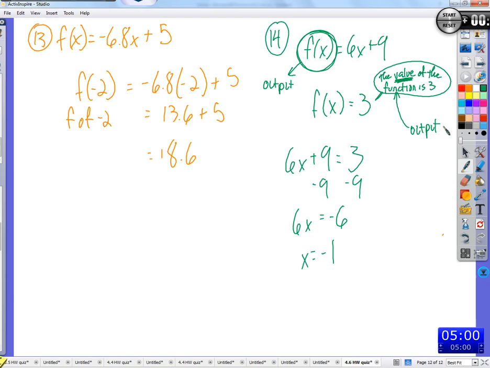The value of the function is 3, the value of the output is 3. So if we make the output 3, then we can figure out what the input was. We go the other way. We can plug in something for the input and figure out what the output is. Or we can say, the output is this, what would the input have to be?